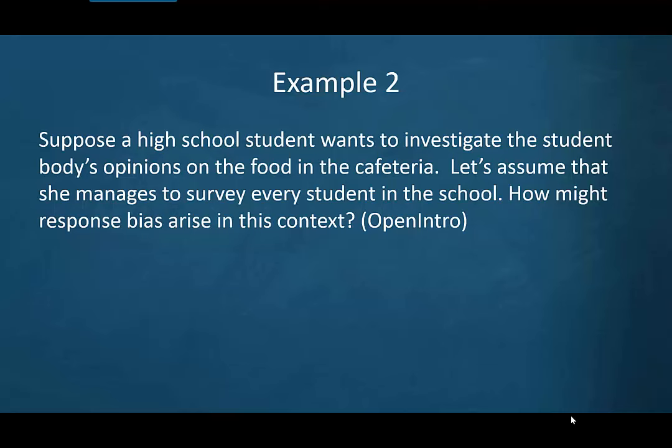Okay, so there are a lot of different correct answers we could have for this. Students might respond differently depending upon who asked the question, such as a school friend or someone who works in the cafeteria, an administrator or a teacher. And the wording of the question could actually introduce response bias. Students would likely respond differently if asked, do you like the food in the cafeteria, versus, the food in the cafeteria is pretty bad, don't you think? Or we have leading questions.